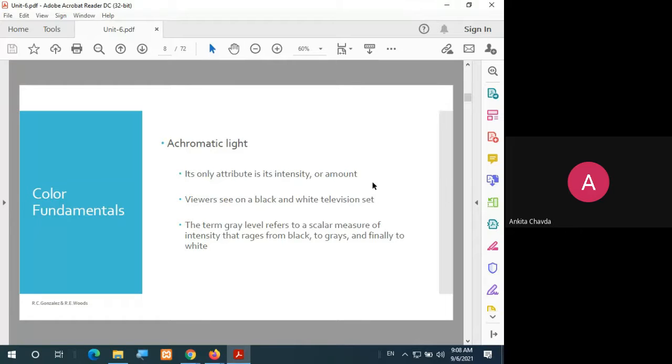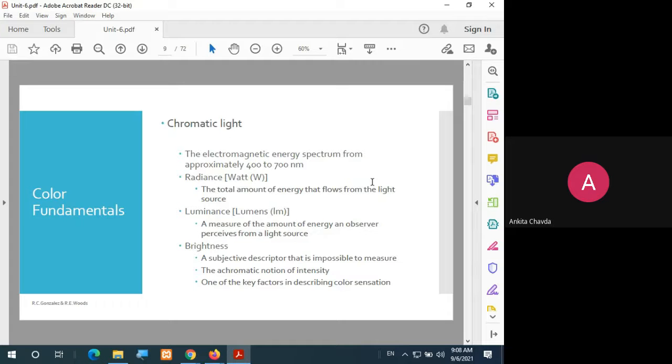The term gray level refers to a scalar measure of intensity that ranges from black to gray and finally to white. So 0, then 1, 2, 3, 4, 5, 6, whatever you are taking, that would be a much darker gray color, then lighter, lighter, lighter, and finally you are at the white color. Right? What is chromatic light? That is our interest in this unit. The electromagnetic energy spectrum from approximately 400 to 700 nanometers.